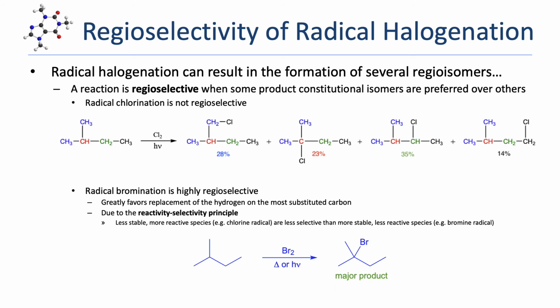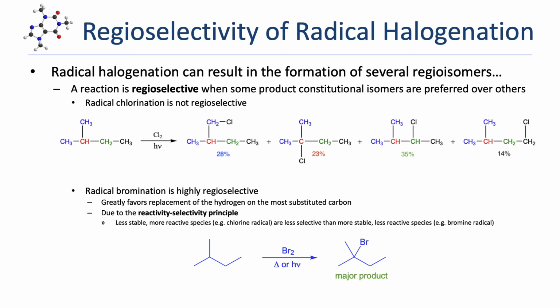Remember that a reaction is considered regioselective when some product constitutional isomers are preferred over others. So let's take a look at the radical halogenation of a relatively simple molecule, 2-methylbutane. And we're going to start off looking specifically at radical chlorination. If you look at the structure of 2-methylbutane, you'll see that it has four unique types of hydrogen. And by unique, I mean not related by rotation or symmetry. And I've got them color-coded here. We have the blue type, the red type, the green type, and the black type.